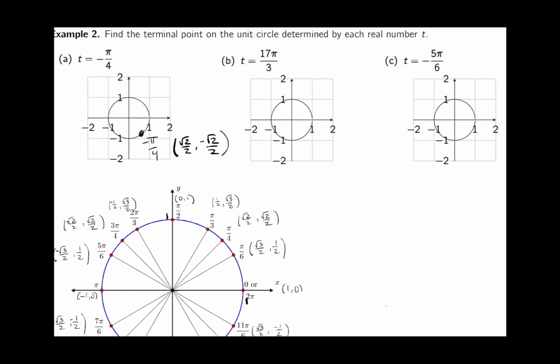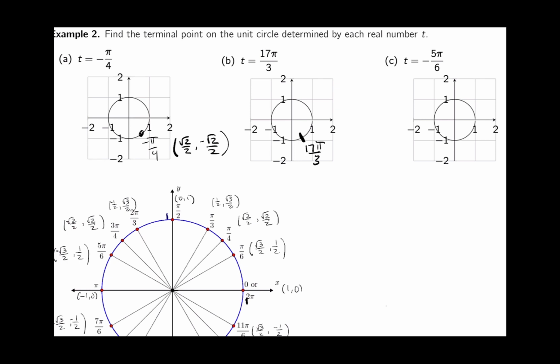To determine the ordered pair of the terminal point determined by the real number 17 pi over 3, we first need to figure out where the angle 17 pi over 3 would be. I like to do this by counting by thirds, remembering that this distance is 1 pi third. So I'm going to go 1, 2, 3 pi thirds, 4, 5, 6 pi thirds, 7, 8, 9, 10, 11, 12, 13, 14, 15, 16, 17. That tells me that 17 pi thirds is right here.